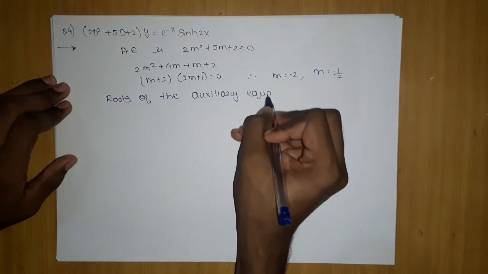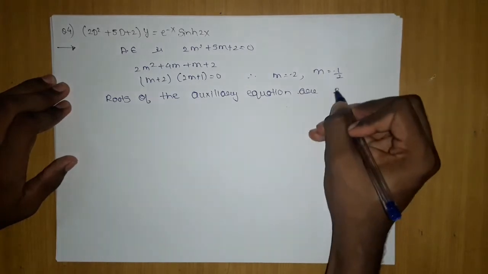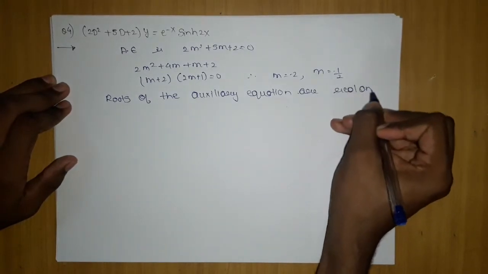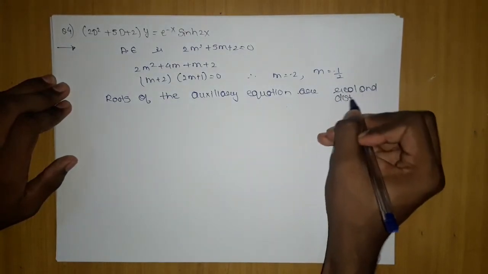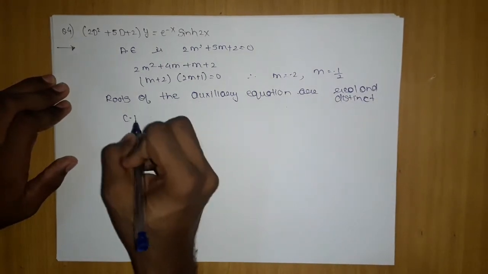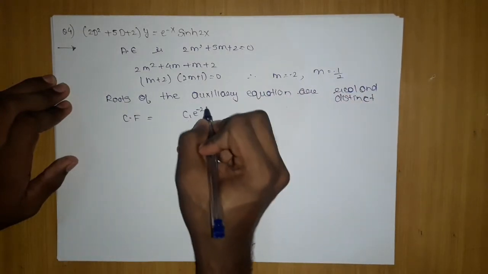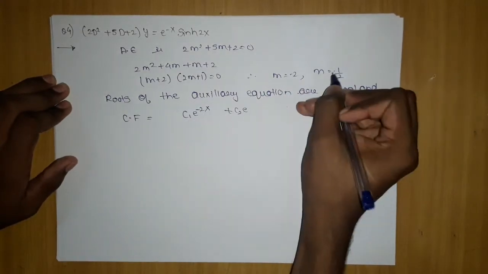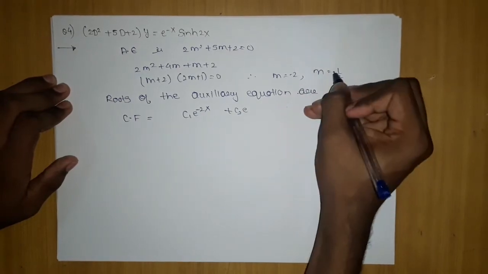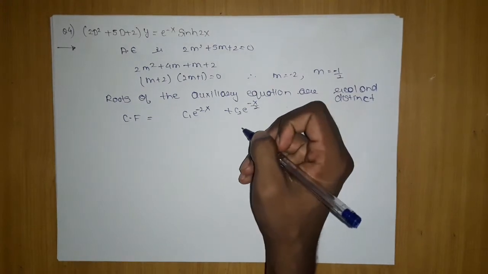Roots of the auxiliary equation, I should write a.e., are real and distinct. You can write this. After this, the complementary function will be very easy. It will be nothing but c1 e to the power m1x, which is minus 2x, plus c2 e to the power m2x. This is minus, so it will be minus x by 2. So you got your complementary function.